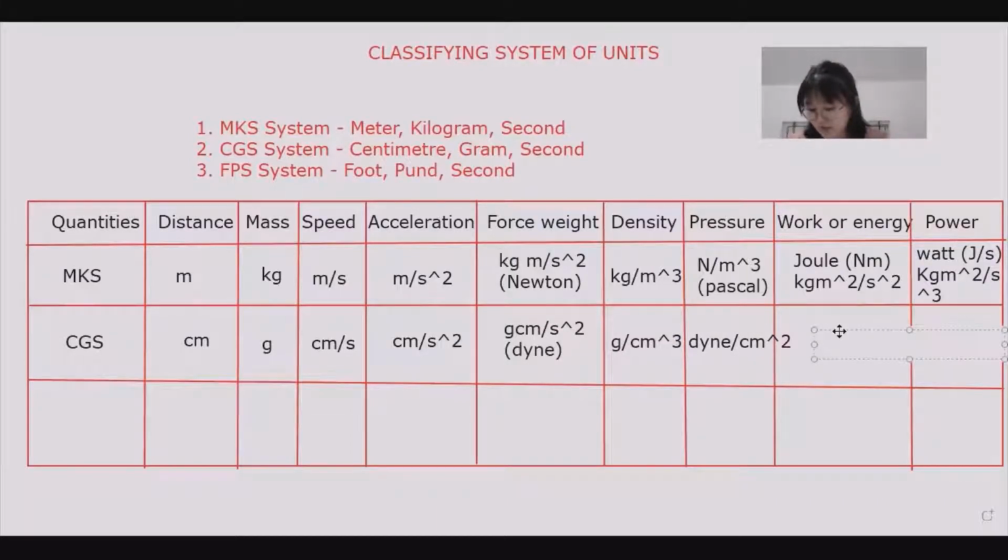Work or energy will be erg, or you can make it as dyne times centimeter, or gram centimeter square per second square. The power will be work per second, or gram centimeter square per second cubic.